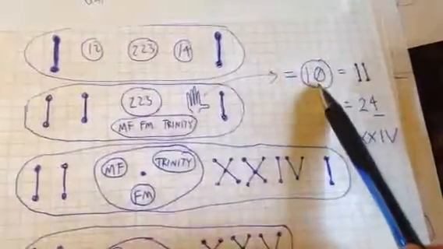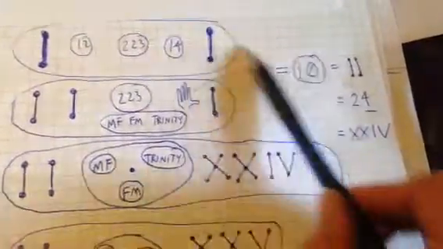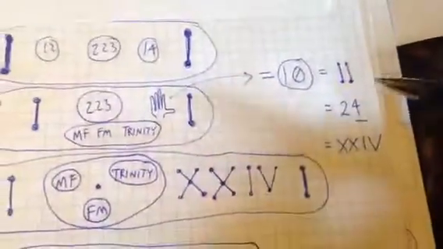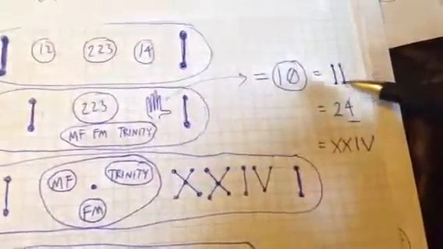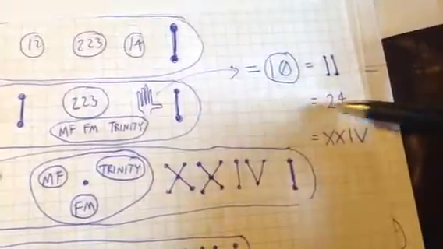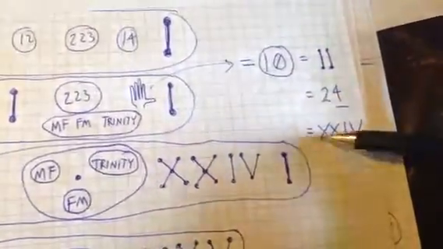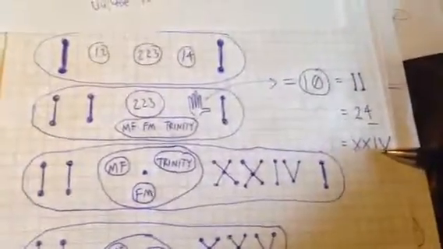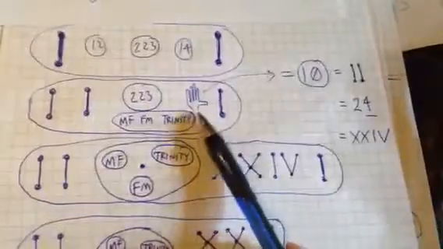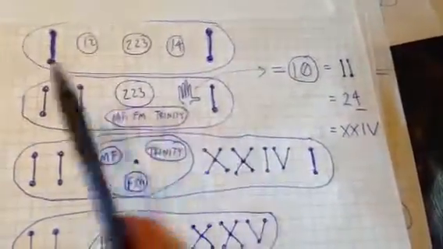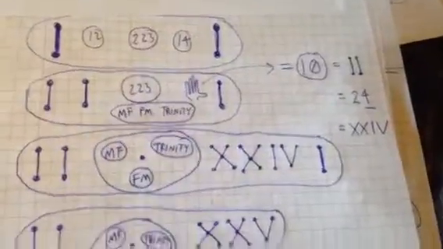To get rid of the circle around it, we add +1. It becomes 11. And 11, we already know what 11 is. 11 is 2 dots and a line, 2 dots and a line, or 4 dots and 2 lines. 24. And 24 in Roman numerals is this. Okay? So what I'm going to do now is substitute this little hand for XXIV in between the I's. Now let's further reduce it.